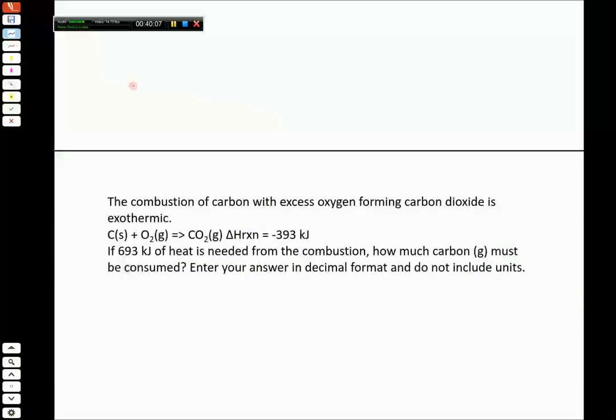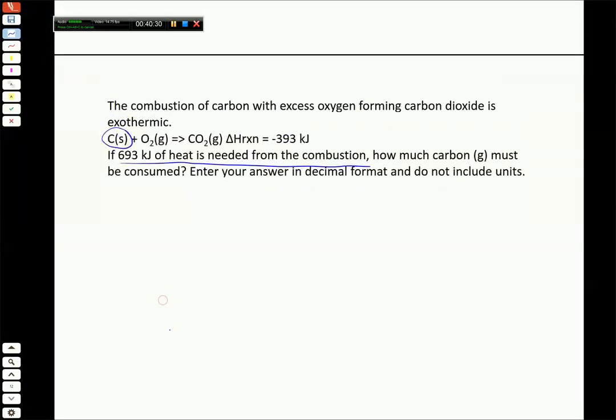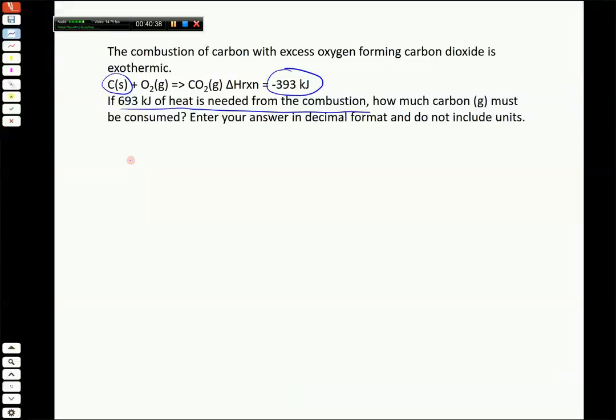And then finally, the last one here is the same concept. Here we're burning carbon to make carbon dioxide. Carbon plus O2 going to CO2, again, all coefficients of 1. If 693 kilojoules of heat is needed from the combustion, how much carbon must be consumed? So here we're told that when 1 mole of carbon is consumed, there's going to be 393 kilojoules of heat released. And what we want instead is 693 kilojoules. So we're going to convert that into the mass of carbon using a setup very similar to a stoichiometry problem.